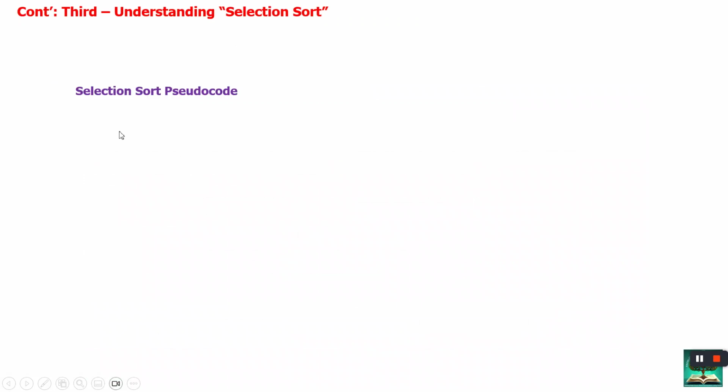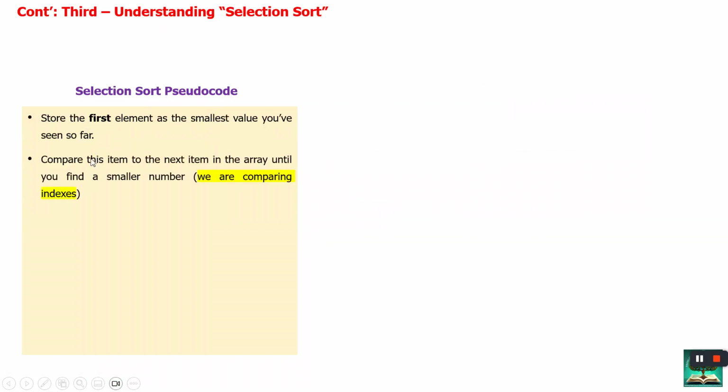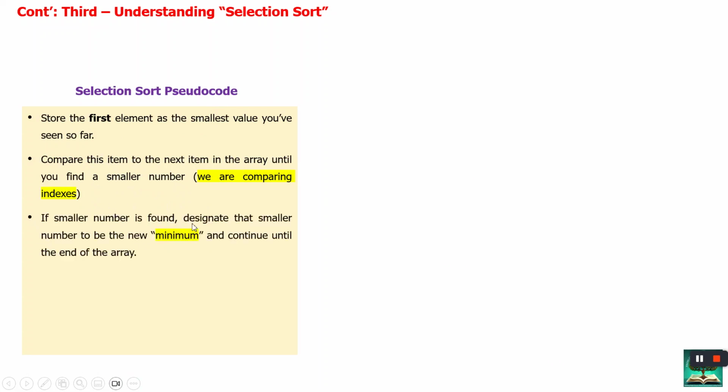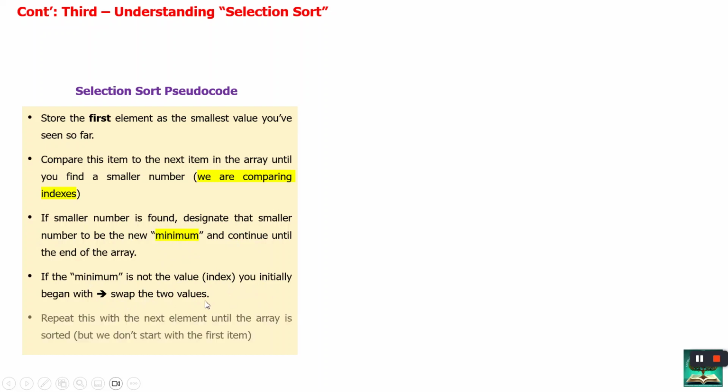So let's continue with the selection sort. The pseudocode stepwise: you start by storing the first element as the smallest value, as we said. Then you compare this item to the next item in the array until you find a smaller number. Remember, we are comparing the index, but we are looking at their value. If a smaller number is found, you designate that smaller number as the new minimum, and continue until the end of the array. If the minimum is not the value at the index you initially began with, swap the two values, and then you repeat with the next element until the array is sorted. But we don't start with the first element.